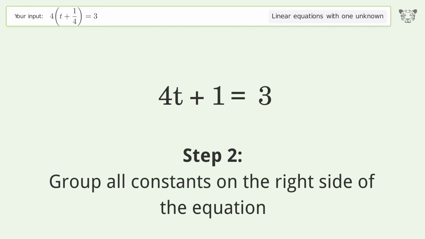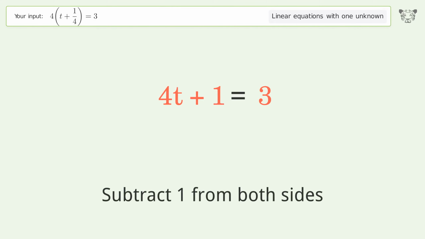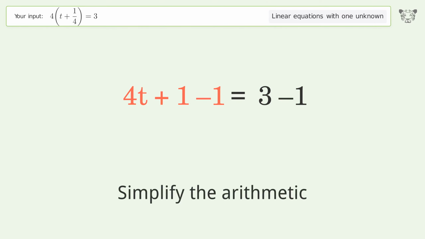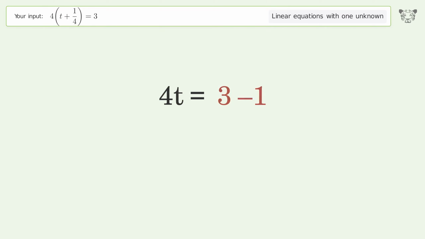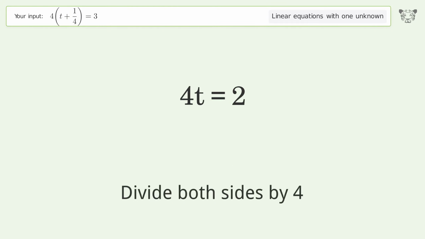Group all constants on the right side of the equation. Subtract 1 from both sides. Simplify the arithmetic. Isolate the t. Divide both sides by 4.